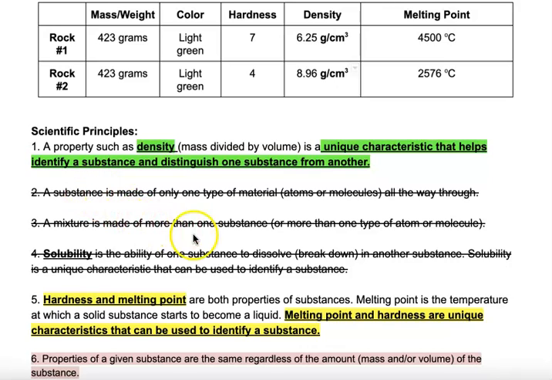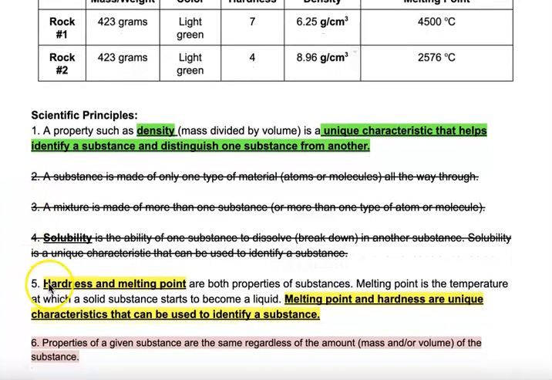Likewise, a mixture is made up of more than one substance. That's true. But we don't know what the chemical compounds or the makeup of these rocks are. So again, a mixture really has nothing to do with this. And then solubility is the ability of one substance to dissolve another. But look, we have mass, weight, color, hardness, density, and melting point. We have no solubility. So that's why I struck these three through. They have nothing to do. They're all true in a sense, but they don't have anything to do with proving that these two rocks are the same or that they're different.